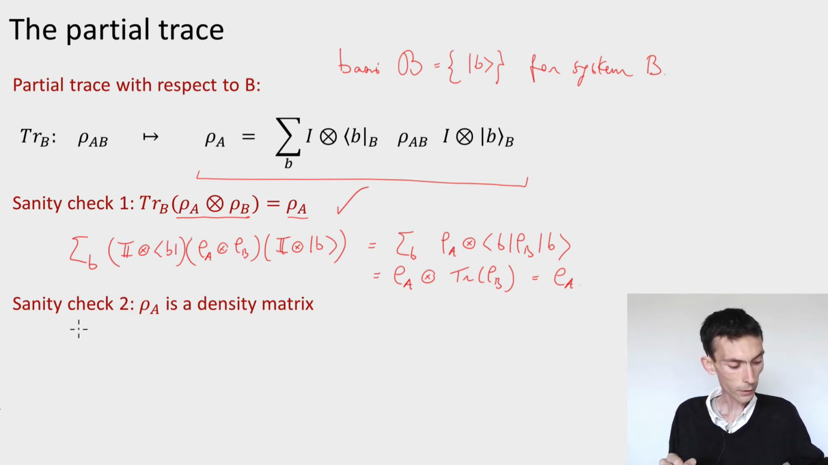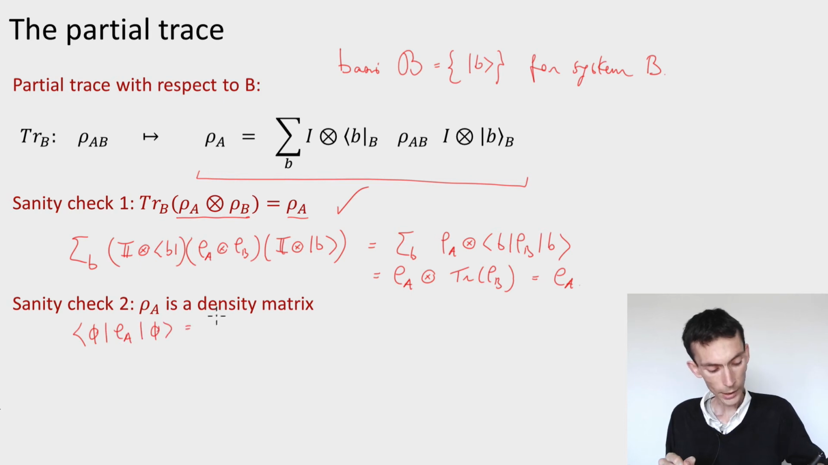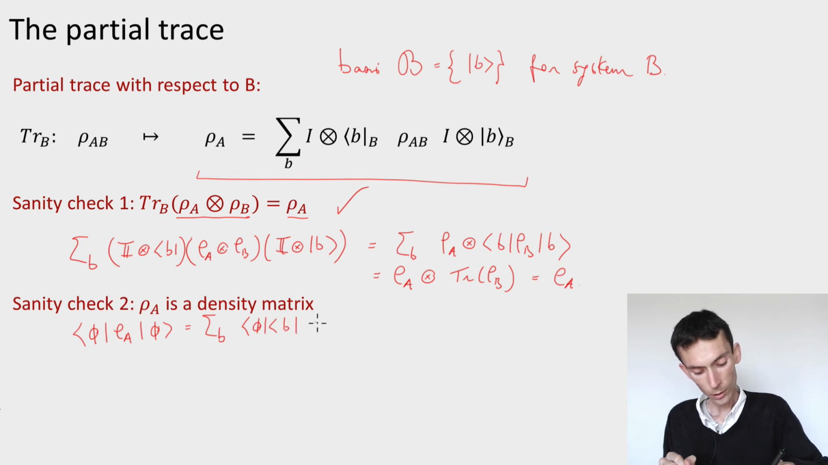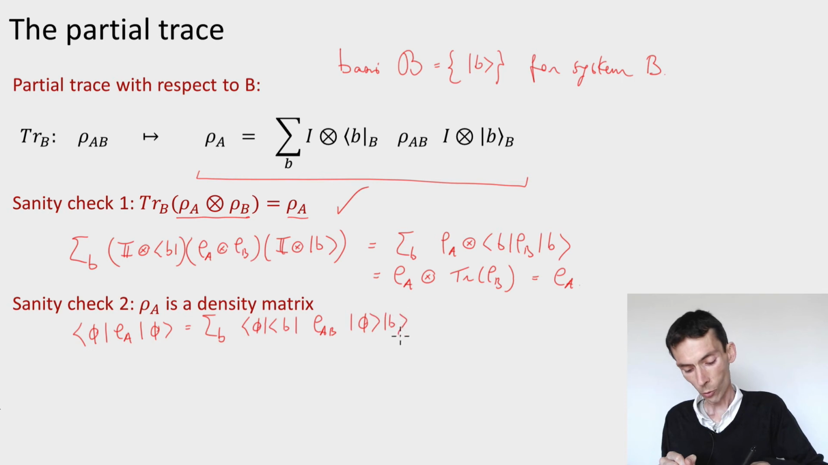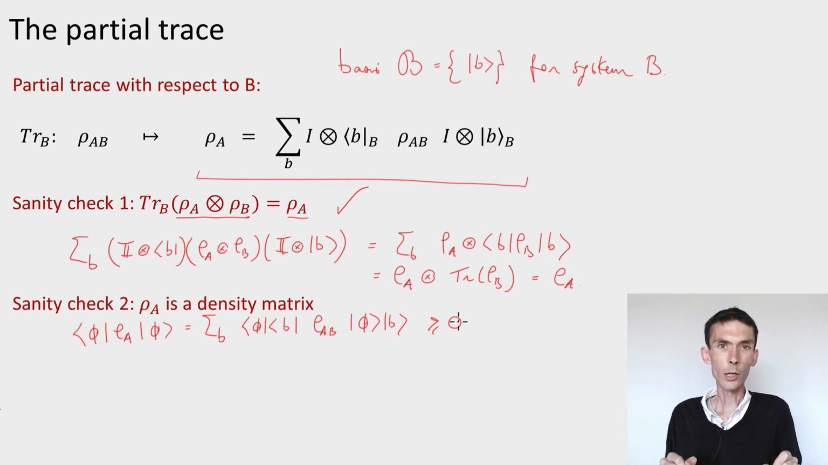Let's take a pure state phi, compute the overlap of phi with Rho A. I can use linearity to rewrite this as the sum over B of the overlap of the tensor product of phi and B with the state Rho AB. And now Rho AB is our starting point, it's a density matrix, so each of these overlaps should be non-negative. I'm summing over non-negative terms, I get an expression that's non-negative.